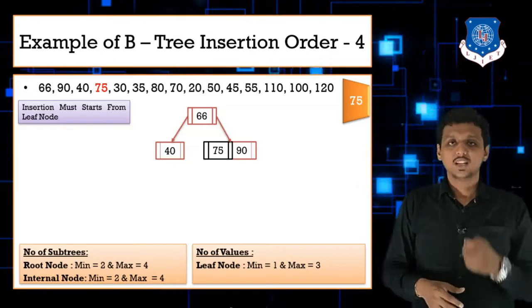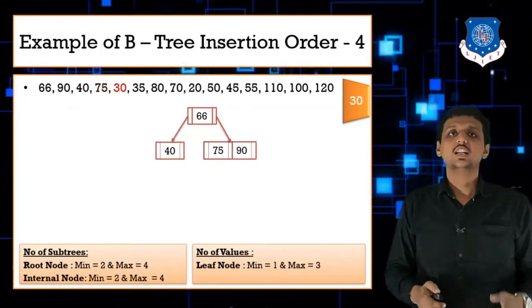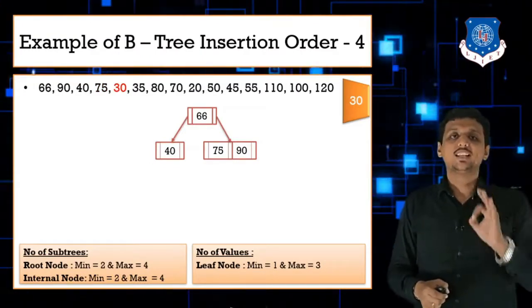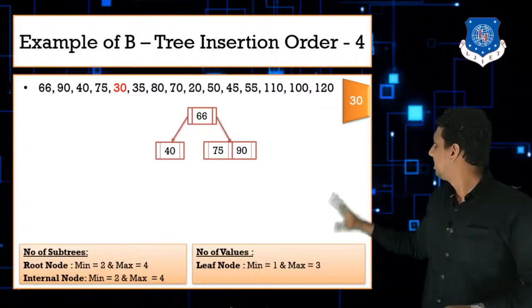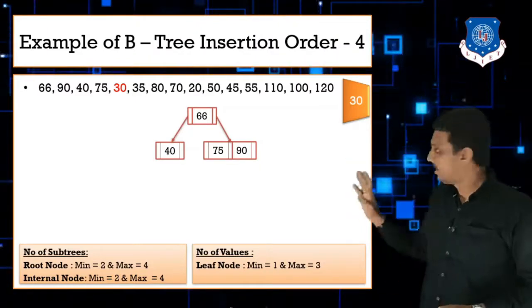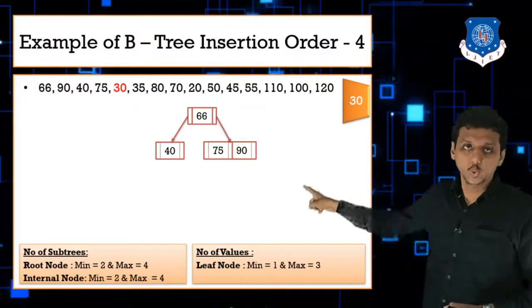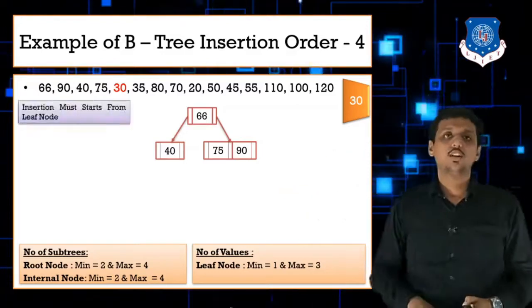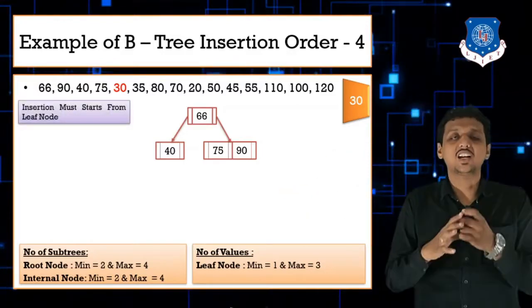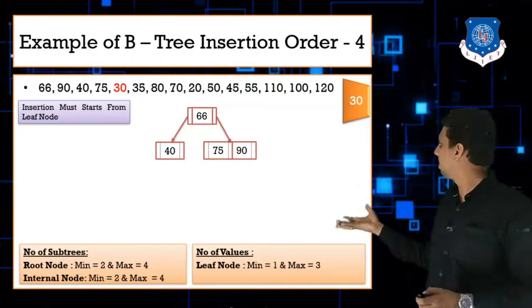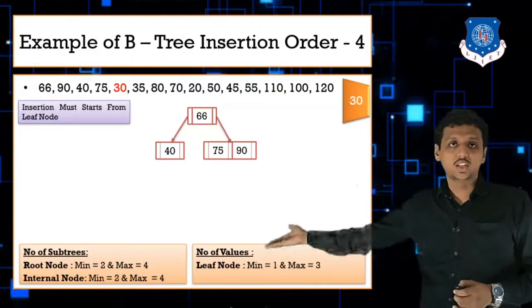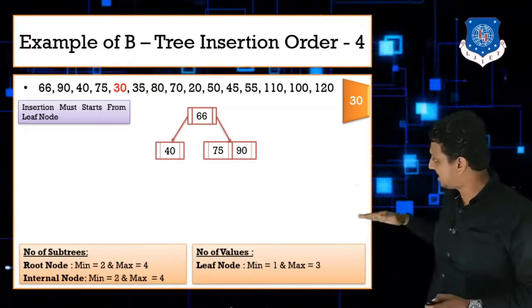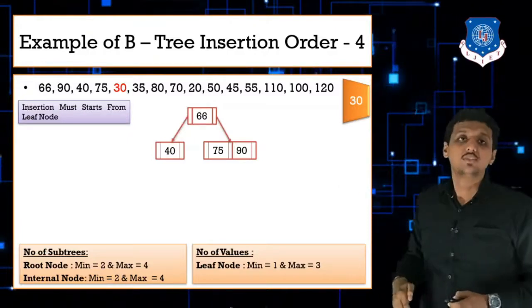Okay, now let's begin with the next value. Students, next we have 30. Now tell me where you can insert this 30. See, 30 is less than 66, we already know that. So we must go to the 40 node. 30 is less than 40, so it must be on the left side of the 40. Insertion starts from the leaf node. On the leaf node we have 40, and on the right 75, 90, and one level up we have 66.